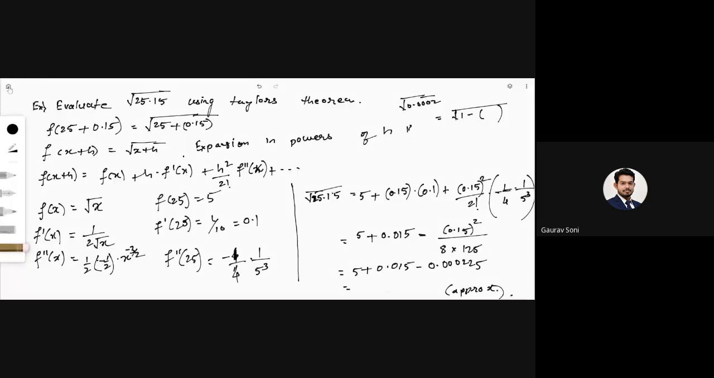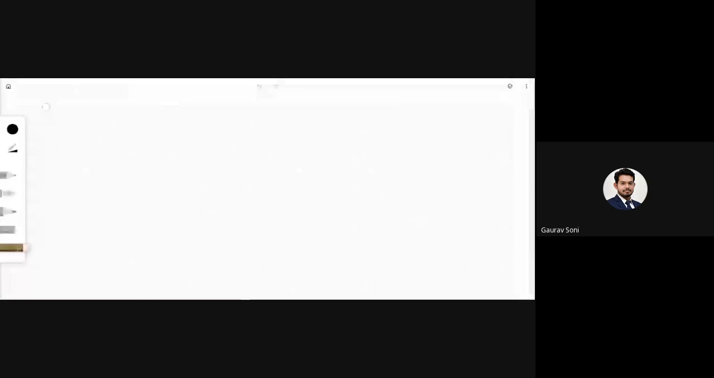Okay, so all the types of examples on Taylor series are covered, but just for practice, I'll give you one example that you do. Expand tan inverse of x in powers of x minus 1. Do it.